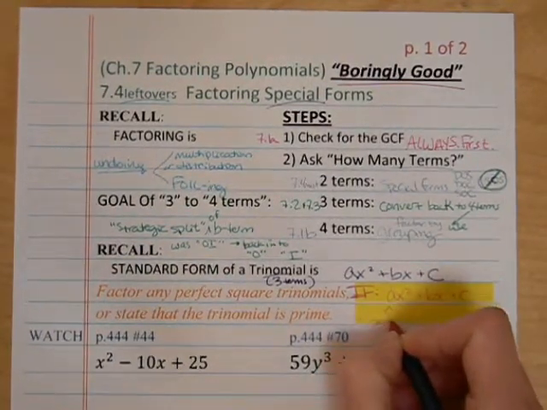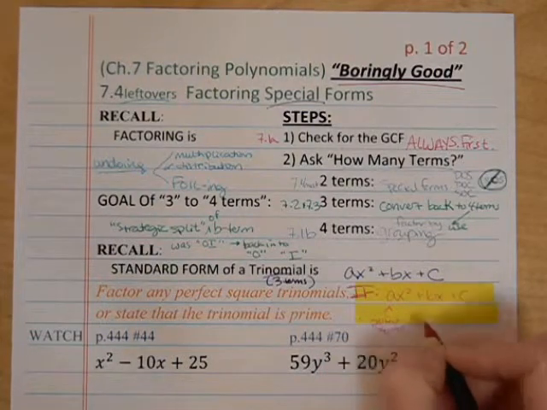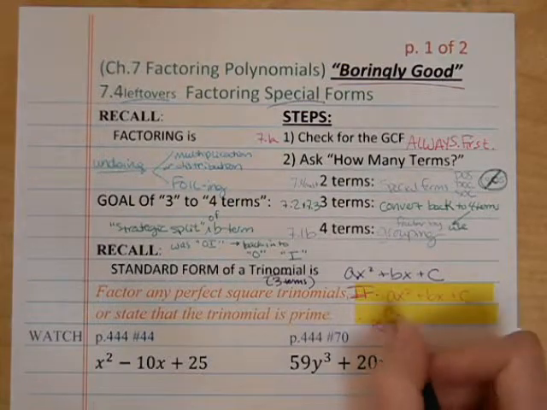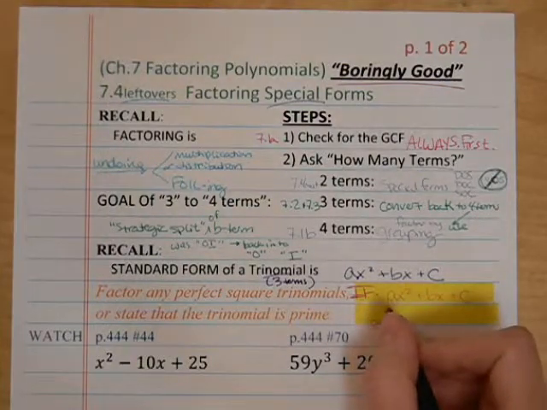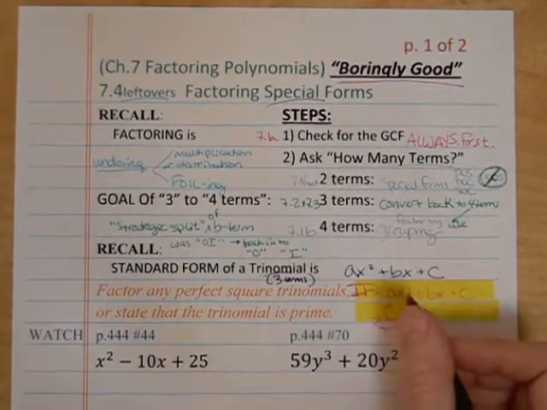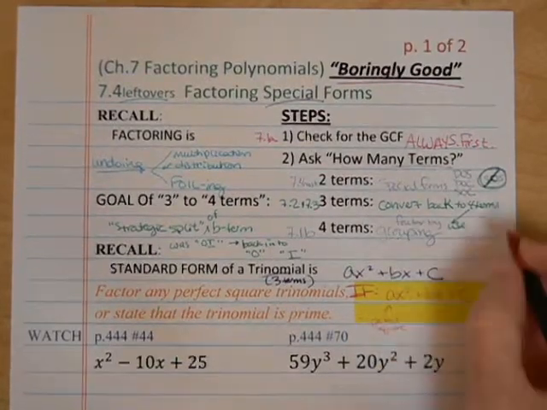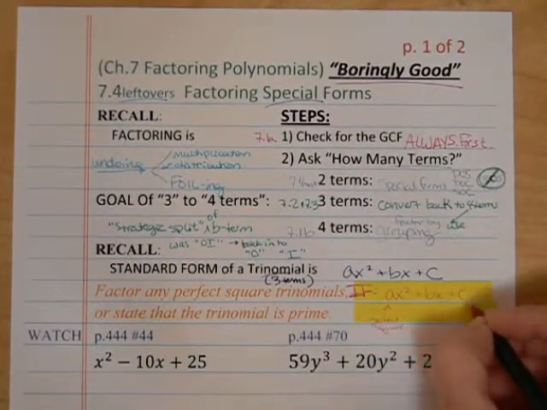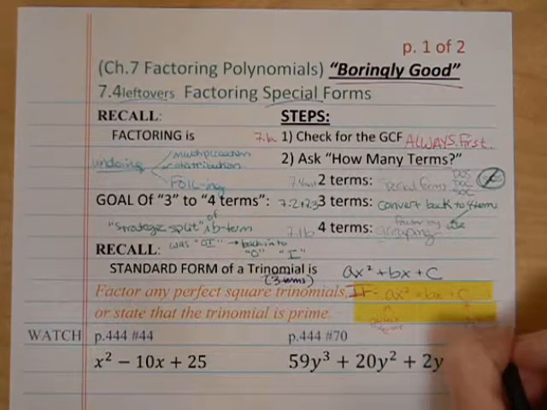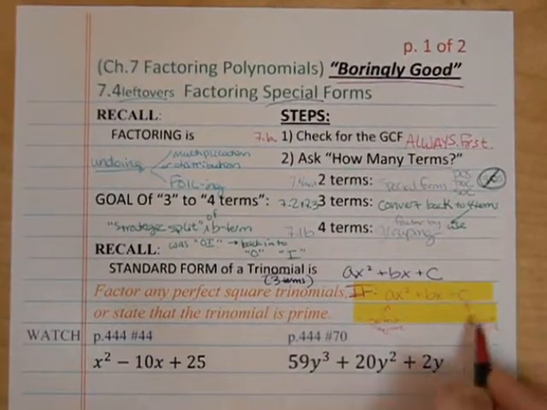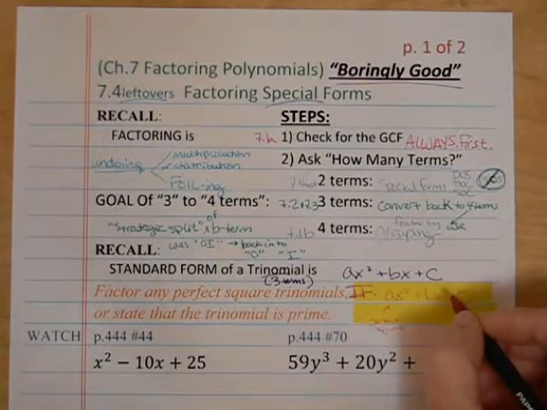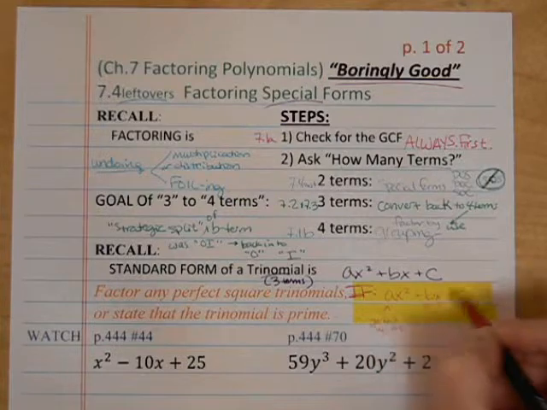like 9, 1, 64, 121. Those are all perfect square numbers. There's something times itself equals, like 3 times 3 is 9, 11 times 11 is 121. Those are examples of perfect squares. And your c value, your constant that's out here at the end, is also a perfect square. And the third condition, because the first 2 conditions are fairly easy to check for, this third condition is a little bit different, but you'll get the hang of it once you decide to start trying this one.